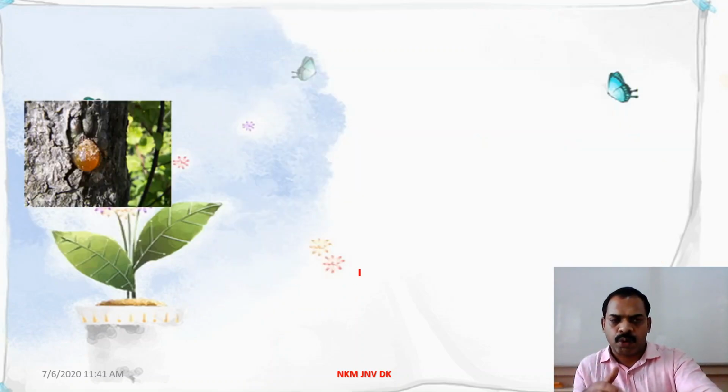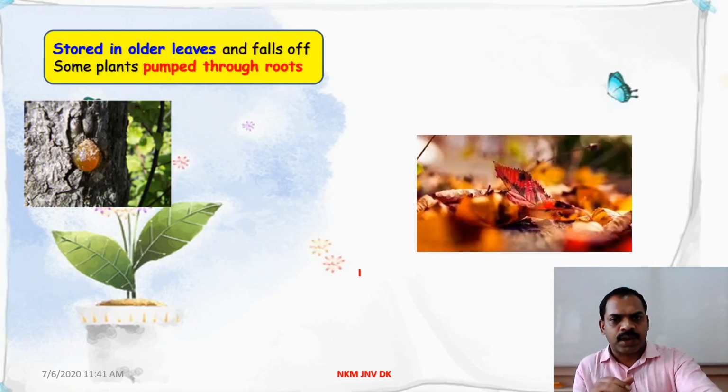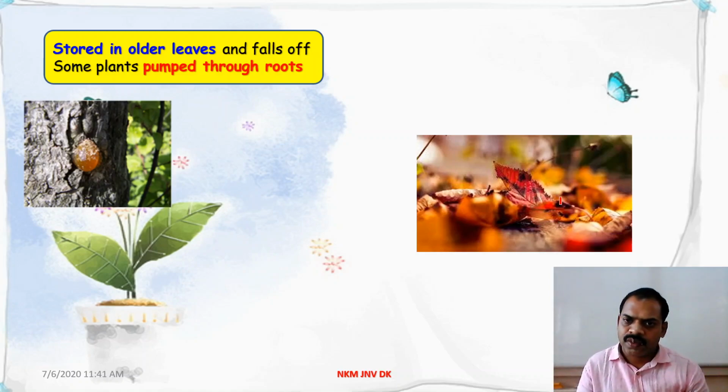Still more, I told you about resins and gums. Sometimes they store the waste material in older leaves. When the leaf falls down, the waste is also removed.